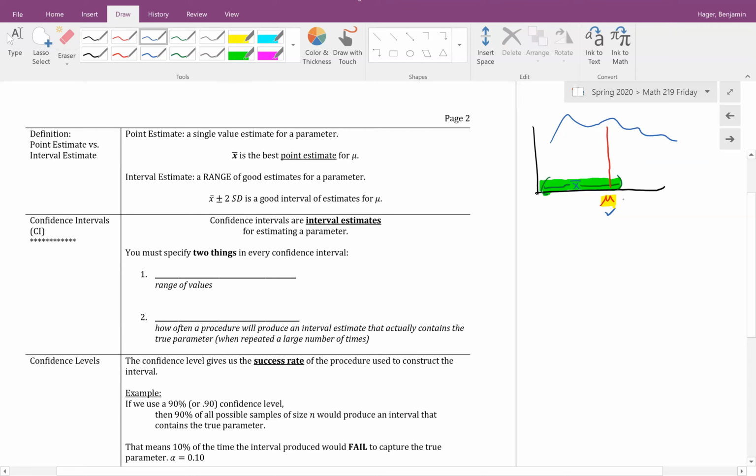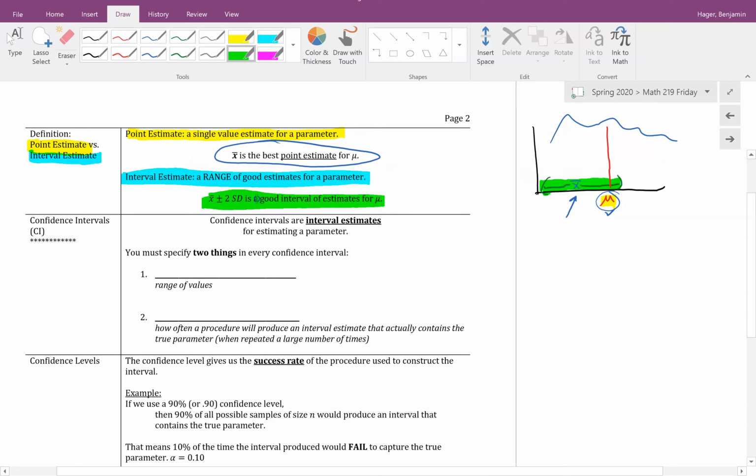Okay. So there's two types of estimators that we're going to talk about. There's point estimators and there's interval estimators. A point estimator is a single value estimate for a parameter. So this x bar was like my point estimator, the sample mean. The average of my sample was a single estimate of the population mean. An interval estimate is a range of good estimates for the parameter. And this generally does a better job of capturing it.